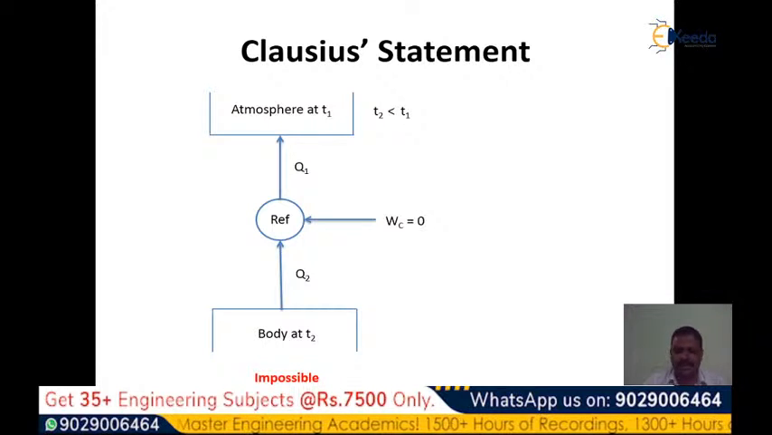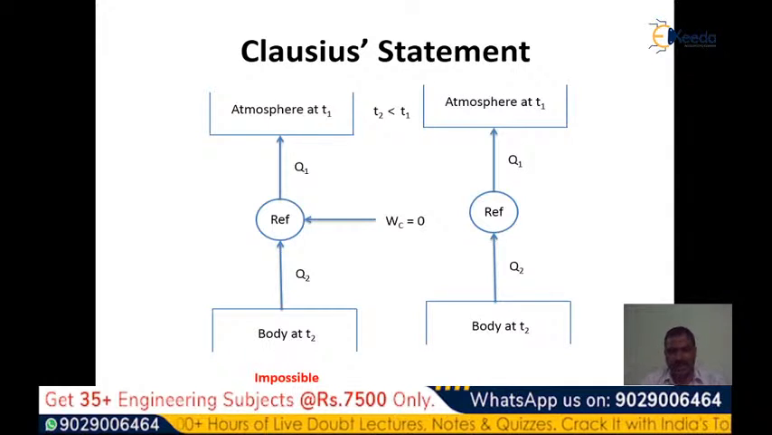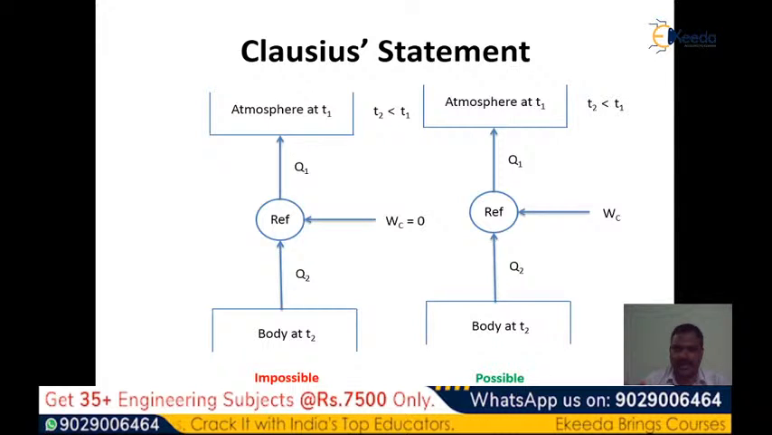This arrangement is impossible. Then what is possible? Here the refrigerator receives Q2 amount of heat from the low temperature reservoir and rejects Q1 amount of heat to the high temperature reservoir by receiving WC amount of work, and here temperature T2 is less than T1. This arrangement is possible. This follows the Clausius statement of the second law of thermodynamics. So the Kelvin-Planck statement is related to the heat engine, whereas the Clausius statement is related to the refrigerator.